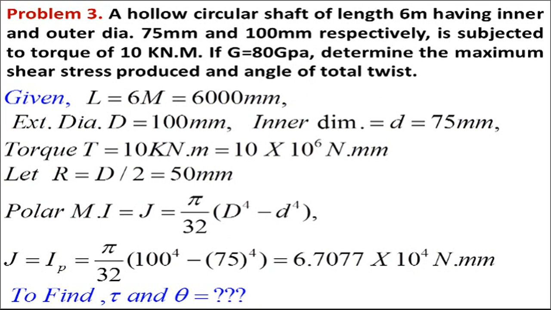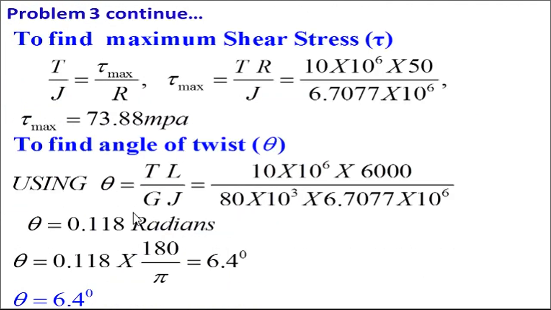Now you have to calculate tau and theta here. You have to find out angle of twist and maximum shear stress. So using the relation T by J equals tau by R, here you have to calculate tau max first. So put T, R and J. You will get the value of tau max, that is 73.88. To find the angle of twist, use this formula: theta is equal to TL by GJ. You put all the values. This answer you will first get in radians, 0.118 radians, and then convert it into degrees, multiplying by 180 upon pi. Then you will get 6.4 degrees as the angle of twist.